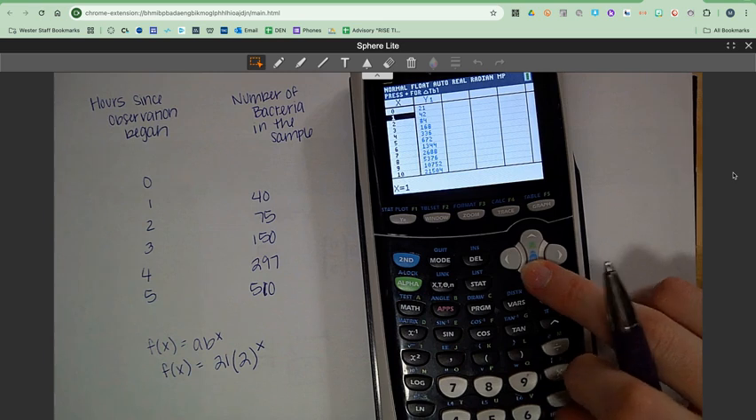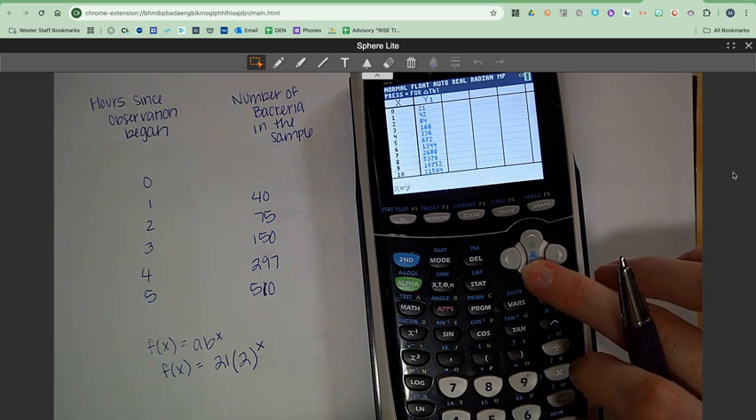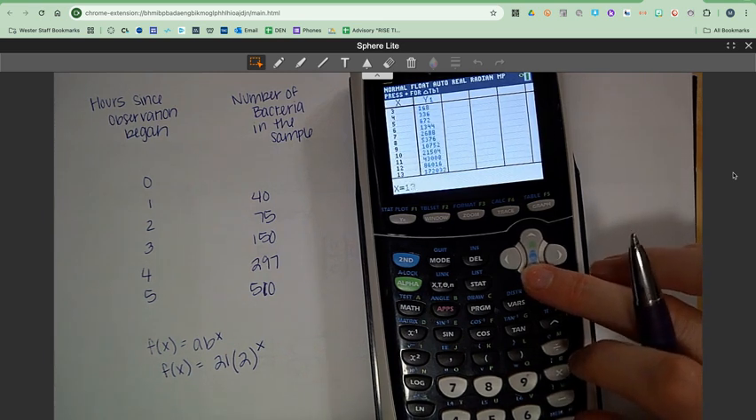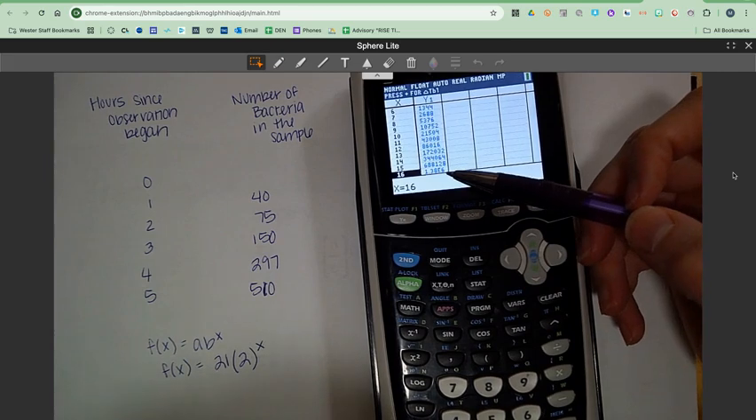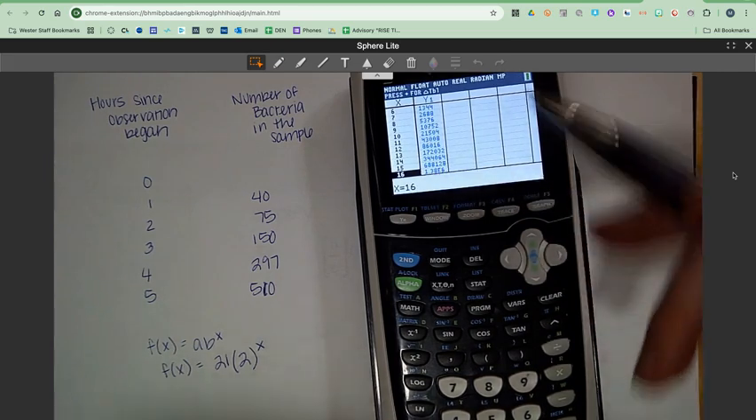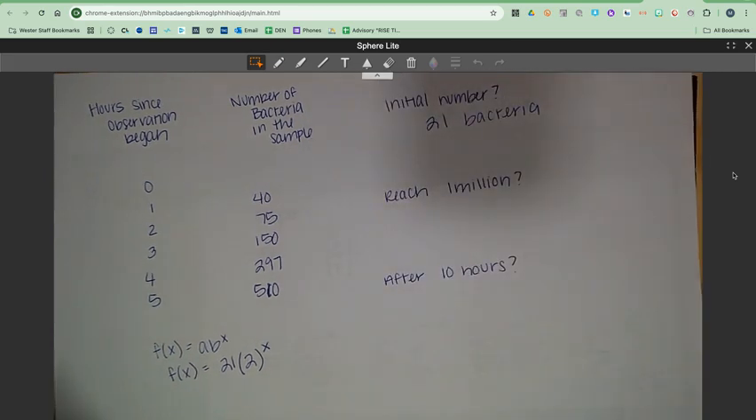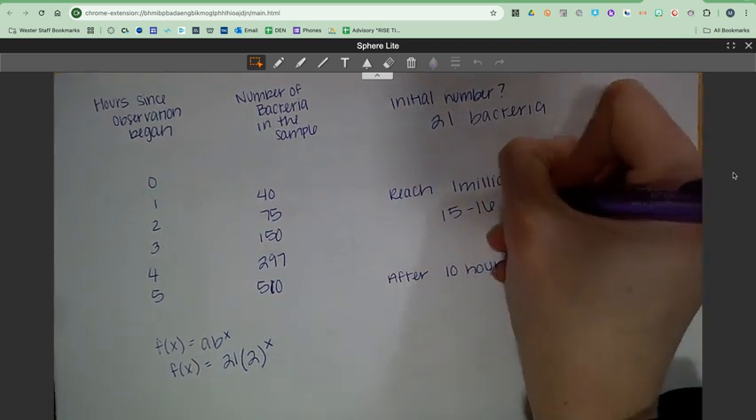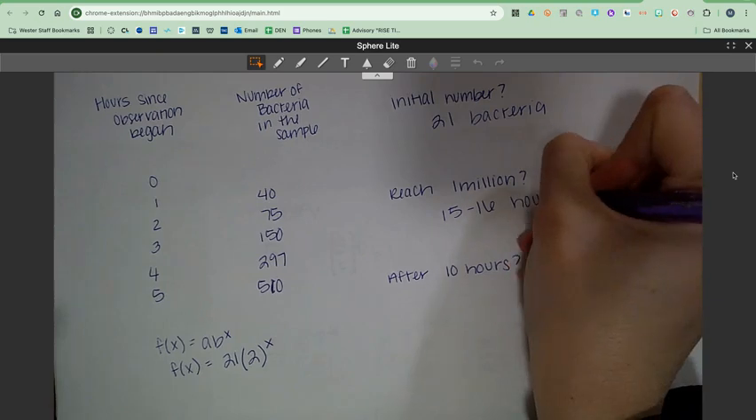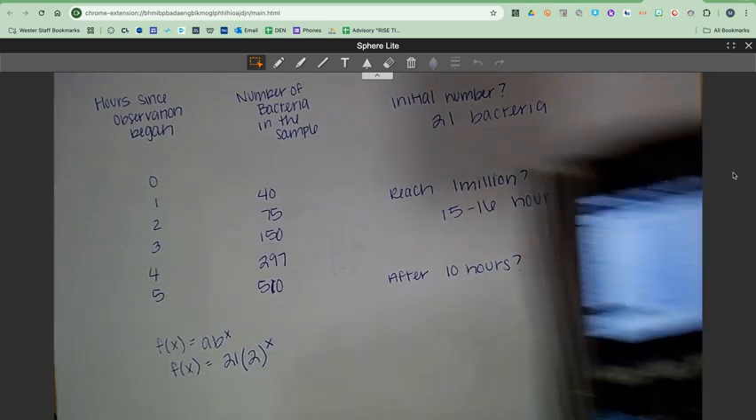As you can see, these numbers are going to get really big really quickly. So remember, a million has 6 zeros after it. So I'm looking for the first time we have scientific notation to the 6th place, and that would be at 16. So it will take between 15 and 16 hours to reach 1 million, because 1 million is the Y value.